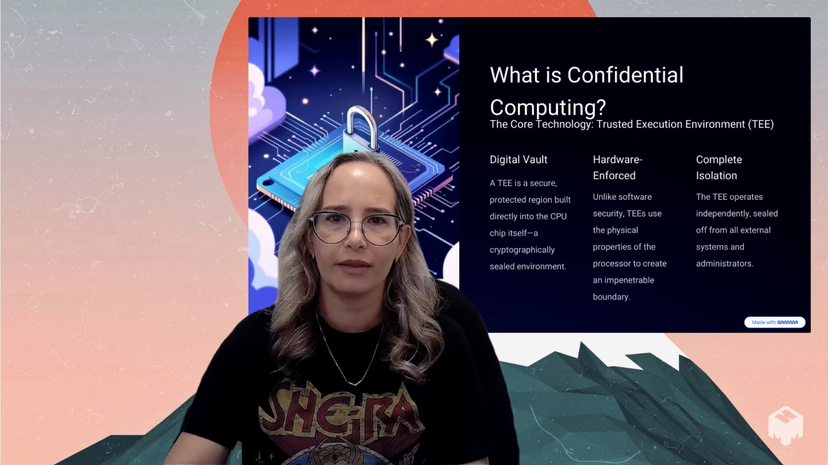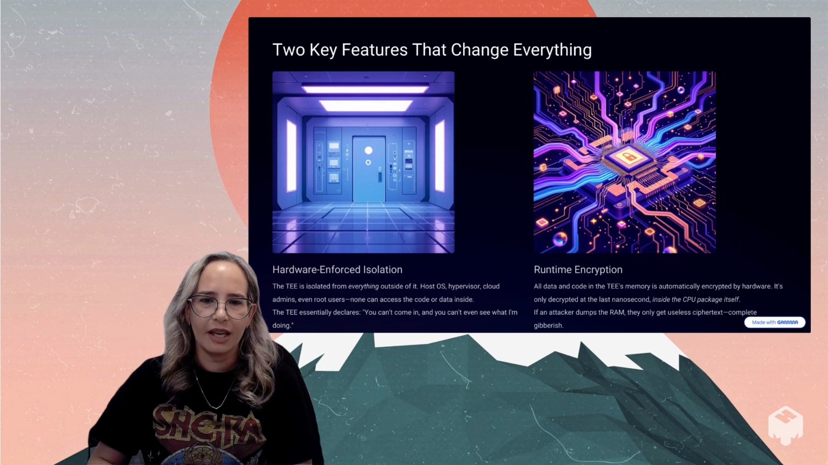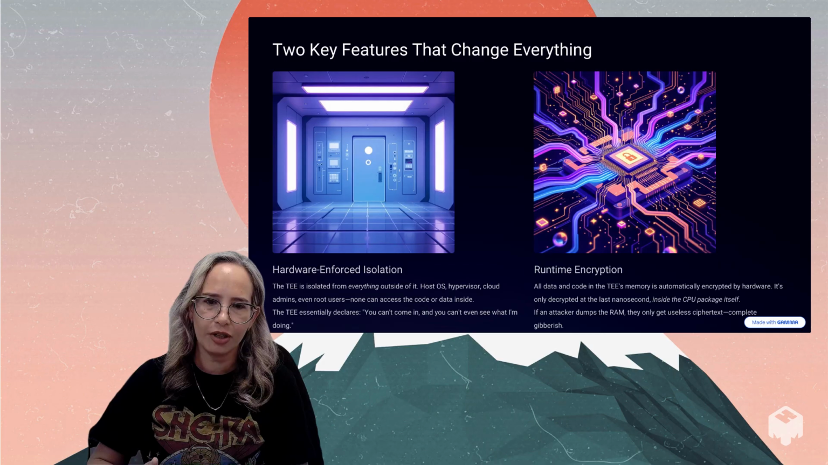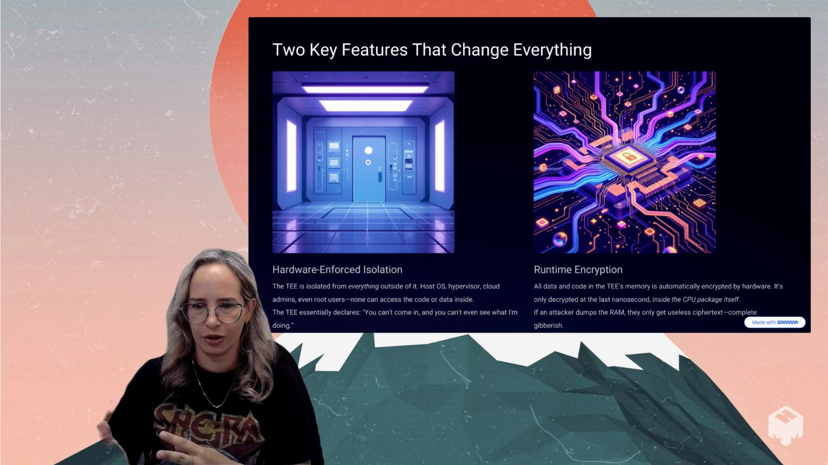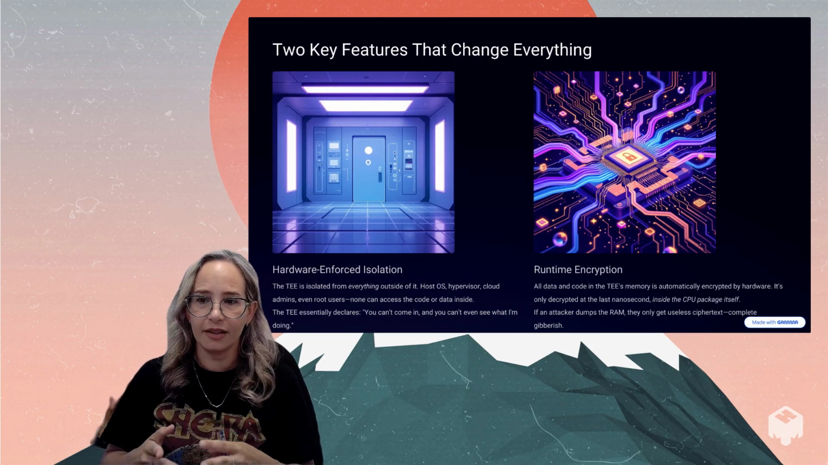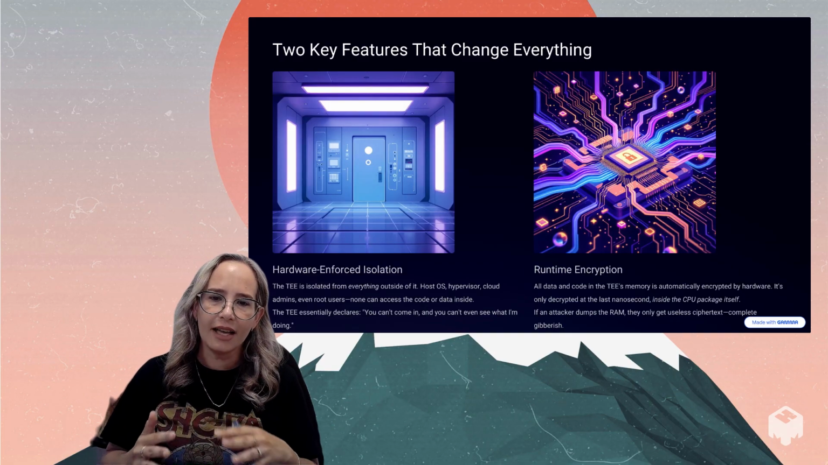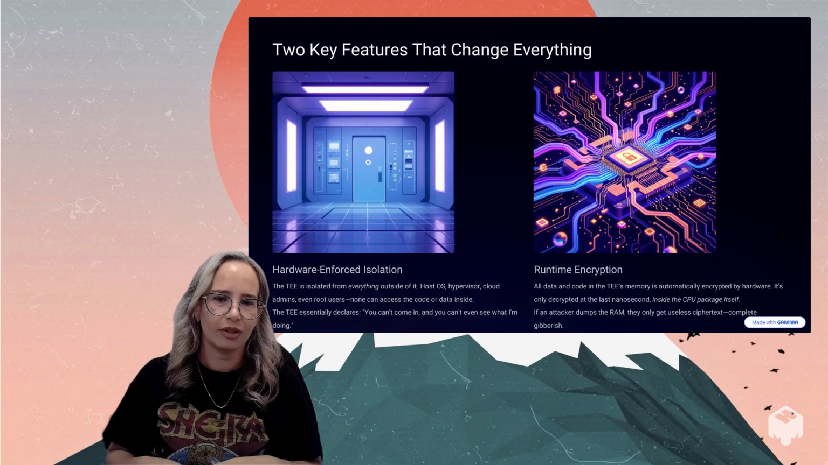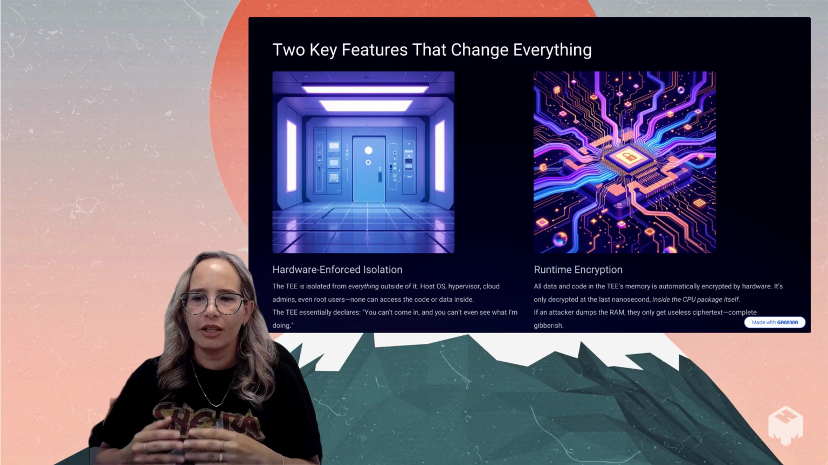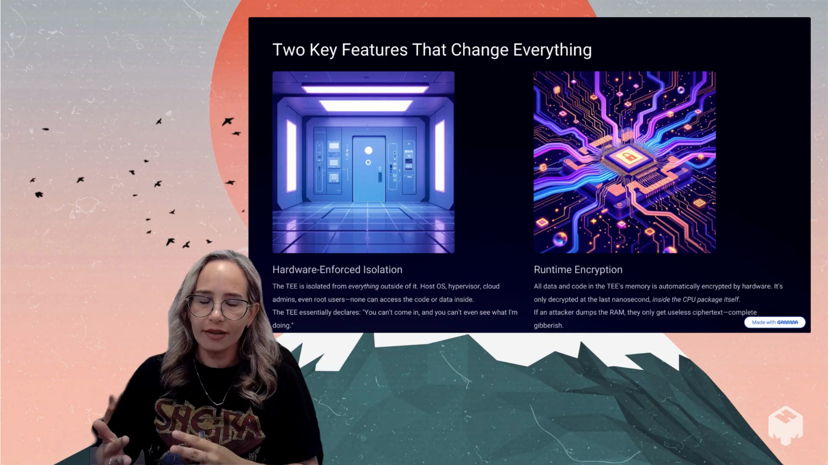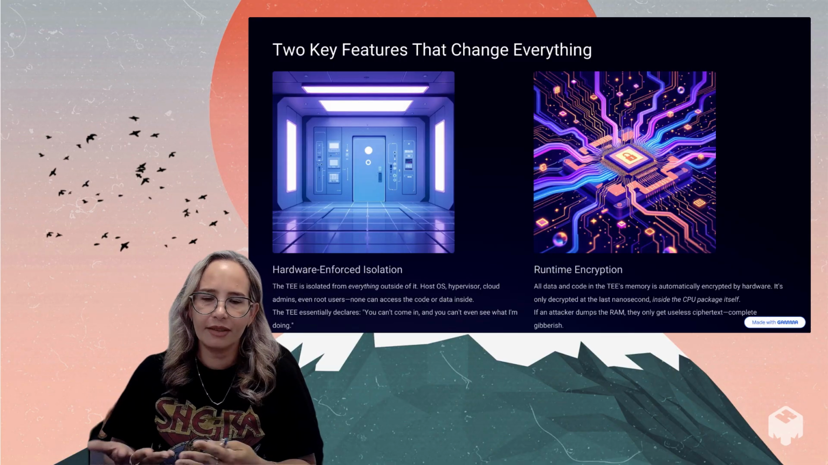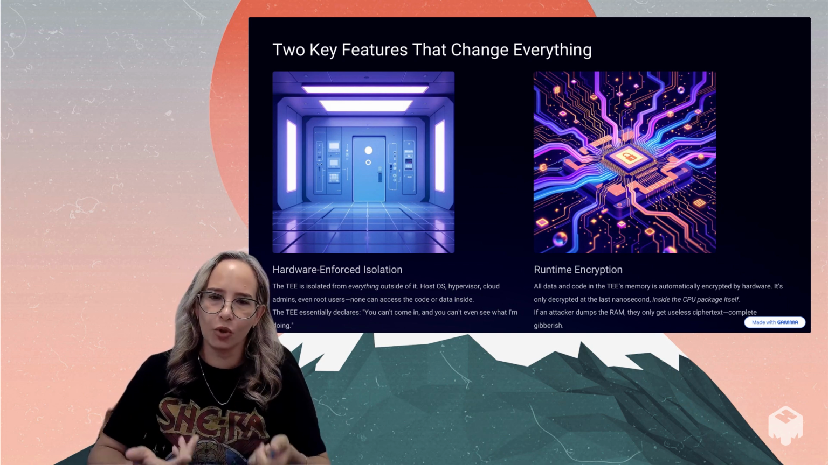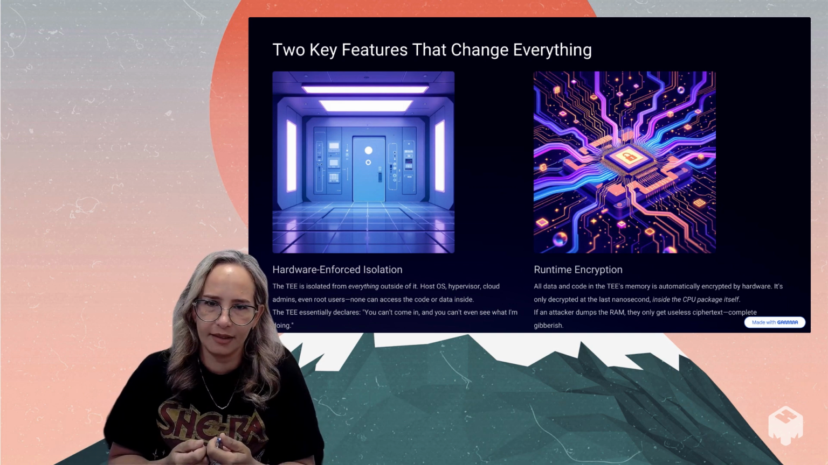Let's better understand what this means. In confidential computing, we have two features we want to look at. The first feature is hardware-enforced isolation. This means that the TEE, the trusted execution environment, is isolated from everything outside of it. The OS, the hypervisor, the cloud admin, the system root, none of them can access the code or the data inside the TEE. The TEE is essentially saying you can't come in, and you can't even see what I'm doing, what I'm running, what is this data that I'm using.